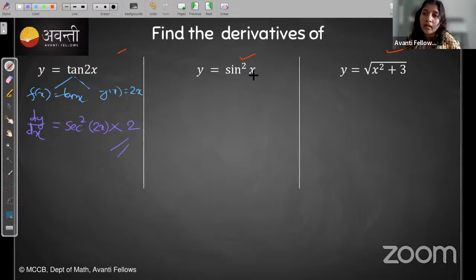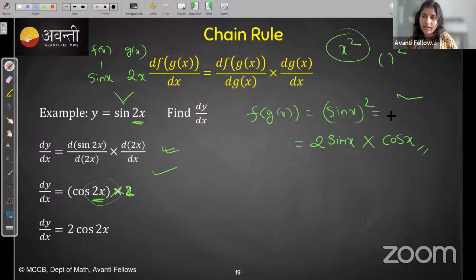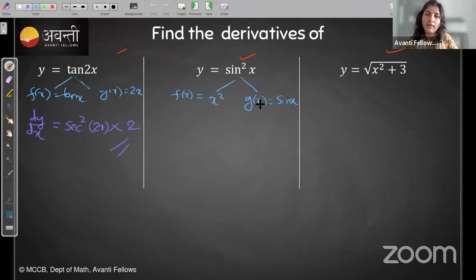Clear? Now quickly solve this and tell me what will be the differentiation of y is equal to sin squared x. Now let me write. This is a composite function, right? It involves two functions. What are these two functions? f of x is equal to x squared, and g of x is sin x. So the same thing that we solved previously. This we can write as sin square x also. So it is a composite function where f of x is x squared and g of x is sin x. We have solved this previously, so I'll not solve it again.